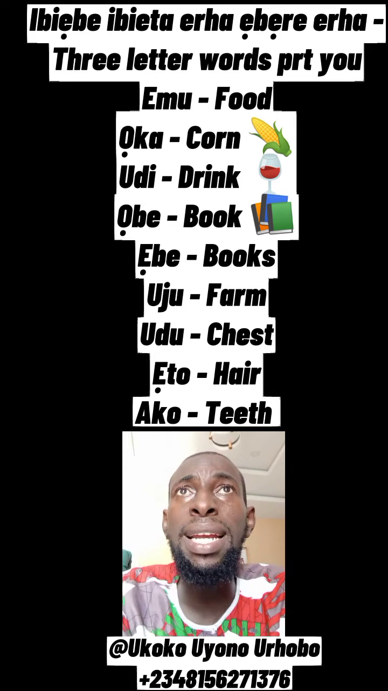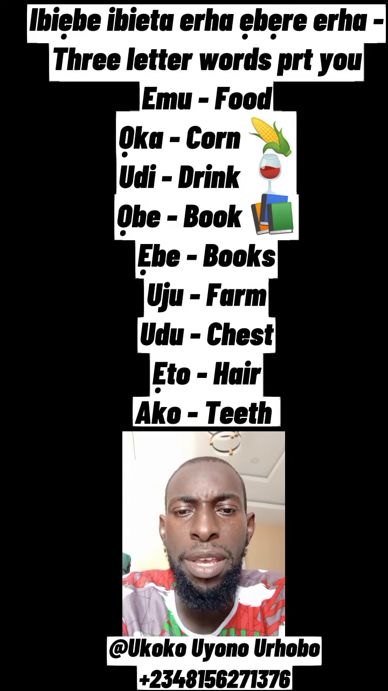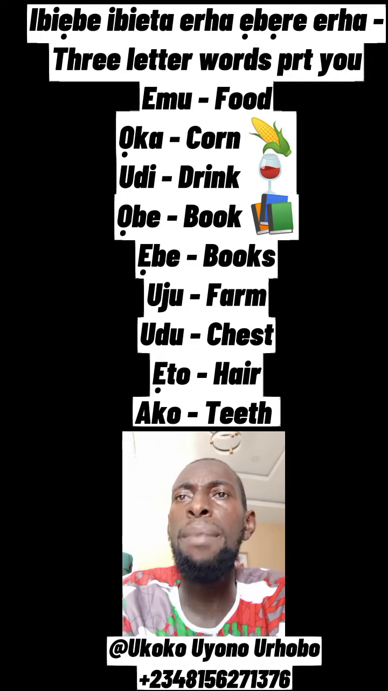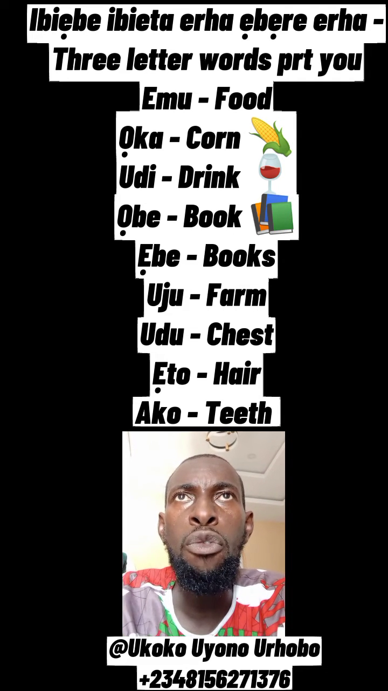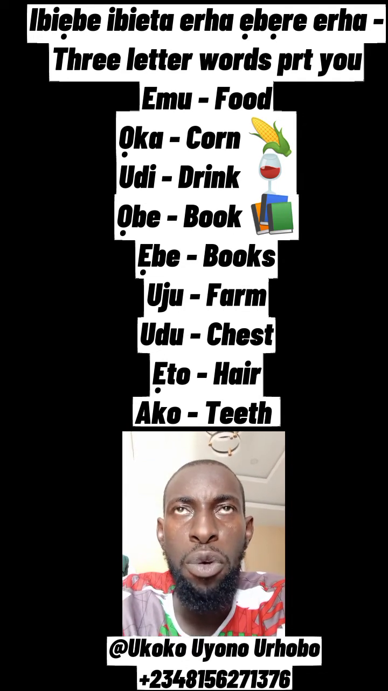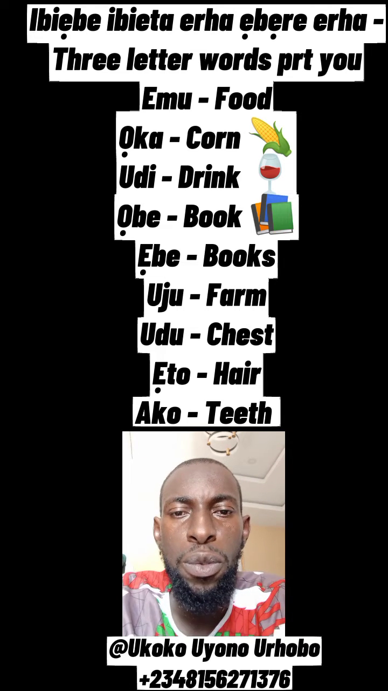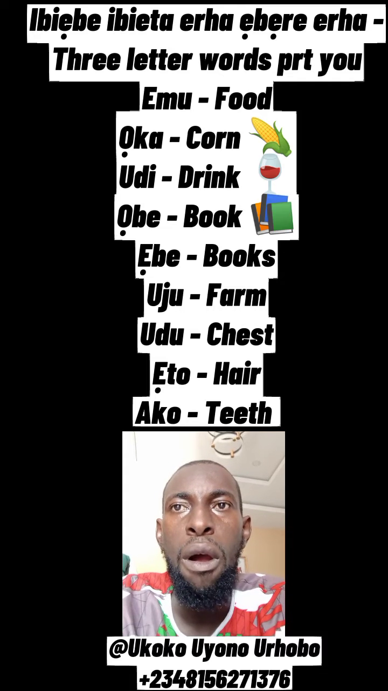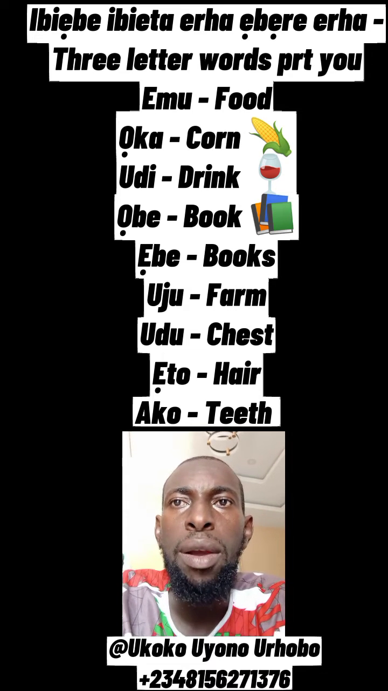We are still on 3-letter words in Urhobo. Ibiẹbe, ibieta, erha. Part 3, ẹbẹre, erha. Emu, food. Ọka, corn.